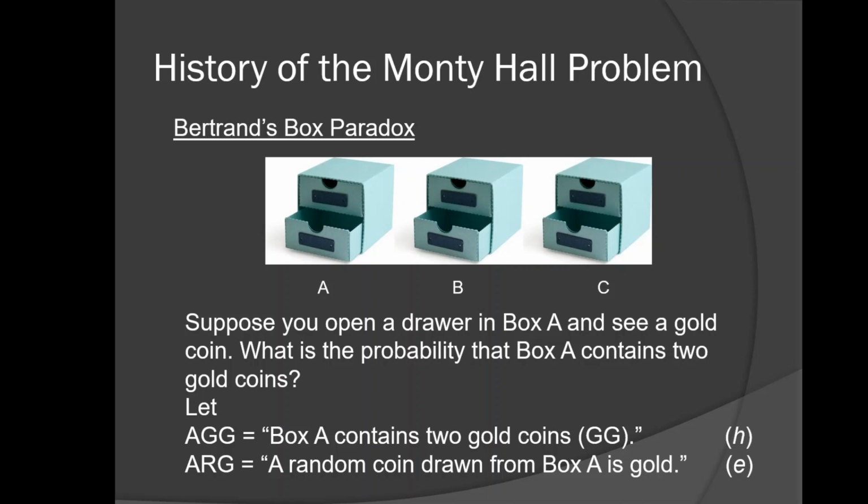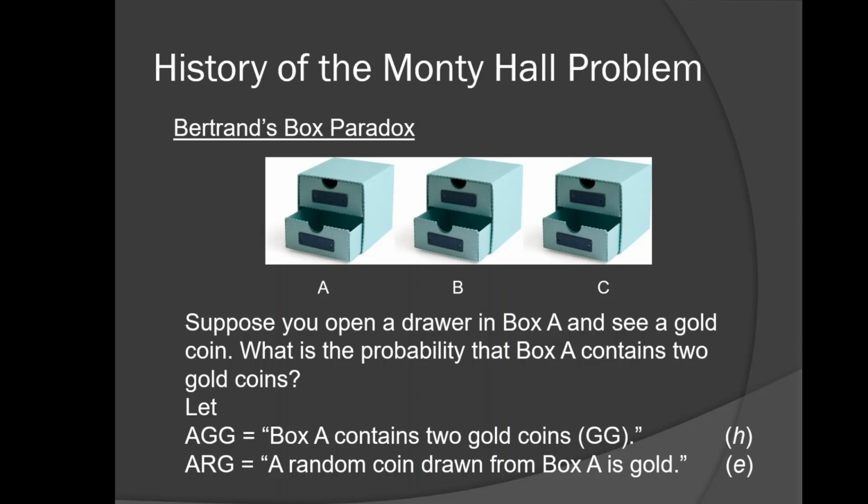For now, let's use some abbreviations. We're going to let AGG stand for the statement, box A contains two gold coins. And we're going to let ARG stand for the statement, a random coin drawn from box A is gold. The first statement will be our hypothesis, and the second statement will be our evidence.